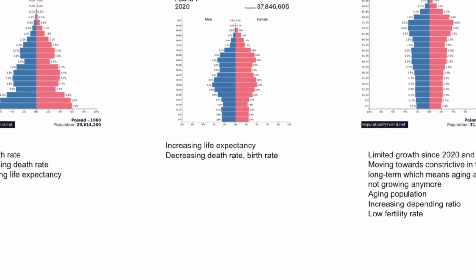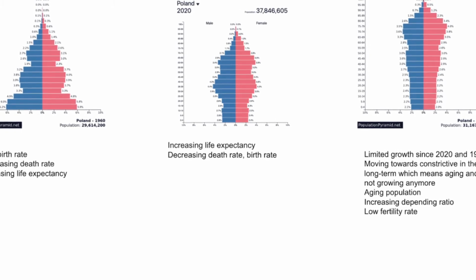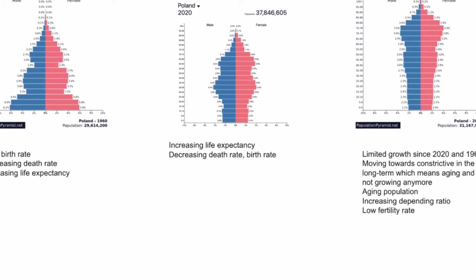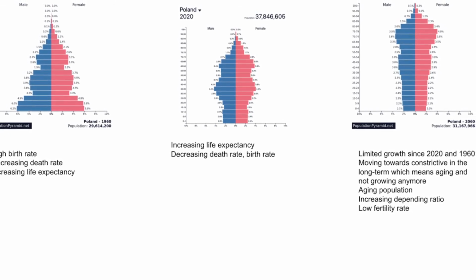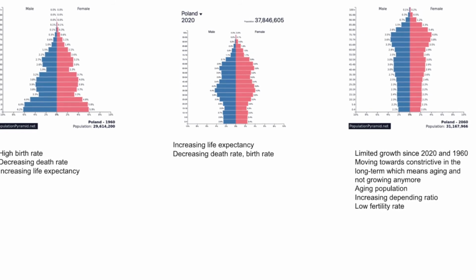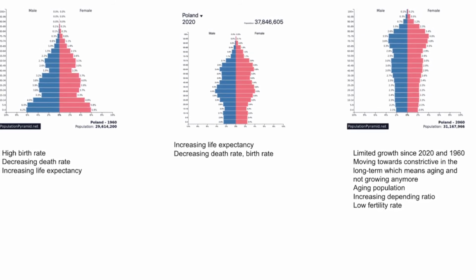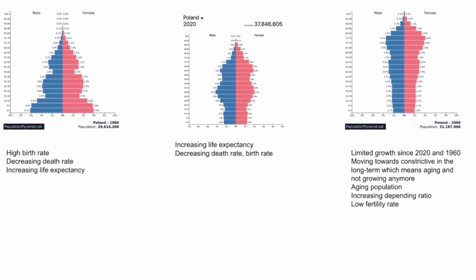In 2020, there is a decreasing birth and death rate, an increasing dependency ratio, and a total fertility rate still above replacement level. A large percentage of the population is between 30 and 70 years old. The gender ratio is still balanced. By 2060, growth will be limited, moving towards a conservative trend in the long term, which means the population will keep aging.